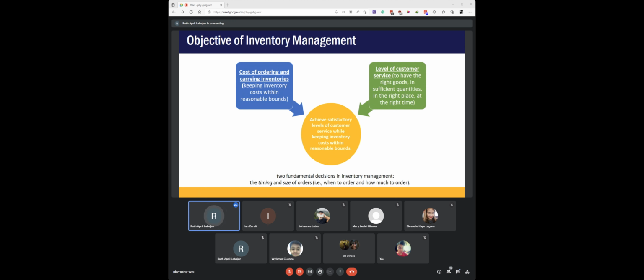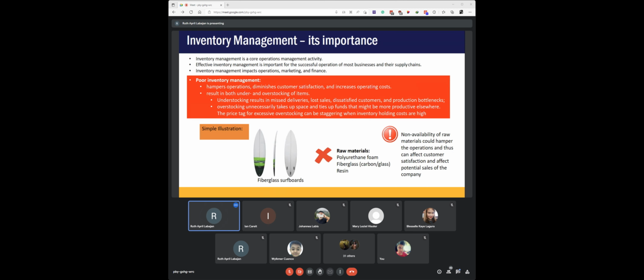Mudyo na siya always pangutana: when to order and how much to order. Okay? Mantra na sa inventory management. When to order, how much to order. Now, so atong tubago, no? Then why inventory management is very important. Okay? Now, let's go to, ato siyang baliktaron.